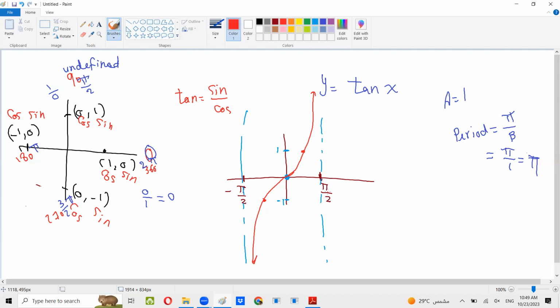The rule is pi over b, not 2 pi. Tan is pi over b. It's a rule, okay? What about cosine and sine? Yes, cosine and sine it was 2 pi. Start to draw. This is the first, and we'll take more.